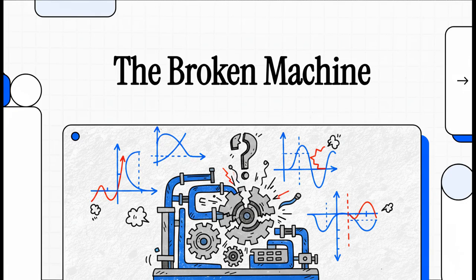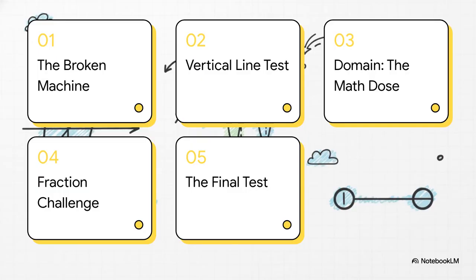We spend a ton of time learning how math works perfectly, but today we're flipping the script. What happens when the gears completely grind to a halt? When does a perfectly good-looking graph fail to be a mathematical function? It's absolutely crucial for calculus and algebra, and honestly, understanding how something breaks is the best way to understand how it works. Here's our roadmap for today.